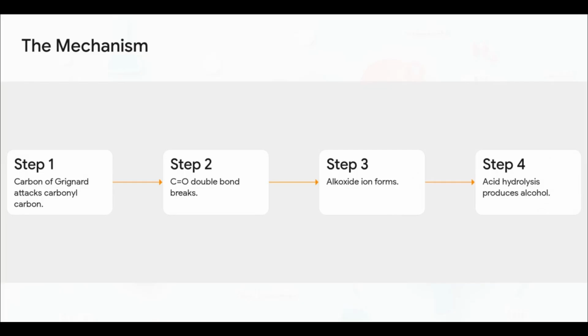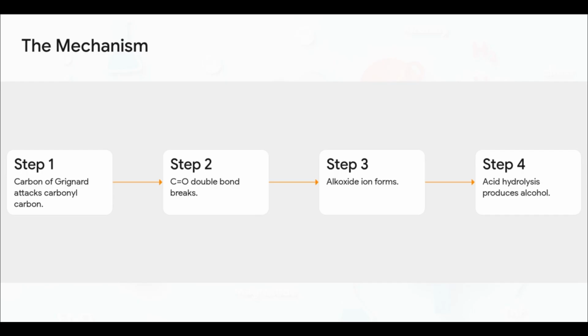So there are 4 distinct steps in this mechanism. Step 1 is where the magic really happens. Our partially negative carbon, remember that carbanion superpower we talked about earlier? It acts as a nucleophile and attacks the partially positive carbon of the carbonyl group. This right here is the exact moment that crucial new carbon-carbon bond is formed.